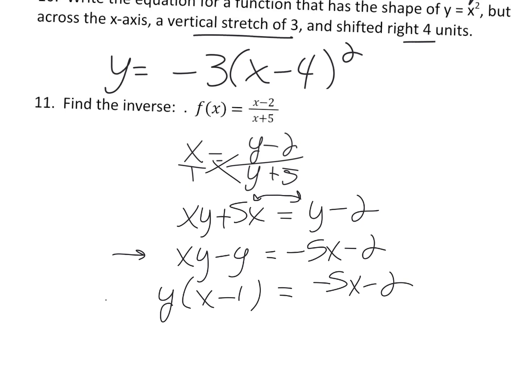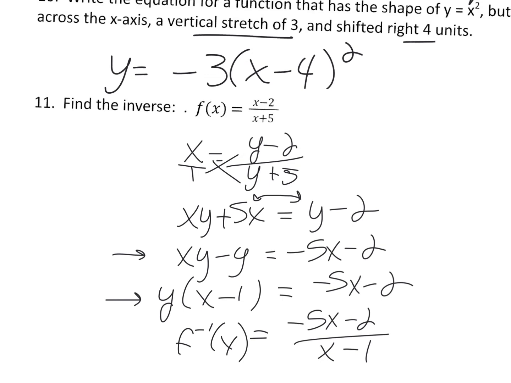All right, so now it says y times x minus 1. The opposite of times is division. So to get the y by itself, I divide both sides by x minus 1. And all you got to do to finish up is take that y right there, and you know what to do. We're going to change that to inverse of f. That's all you got to do.